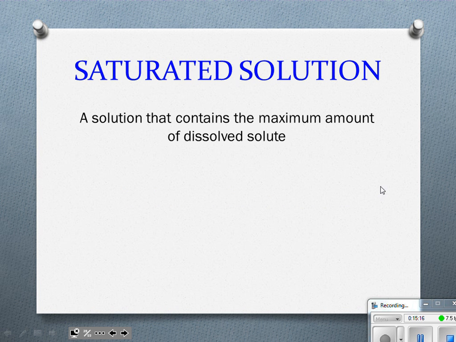A saturated solution is a solution that has the maximum amount of dissolved solute. I cannot dissolve any more material.